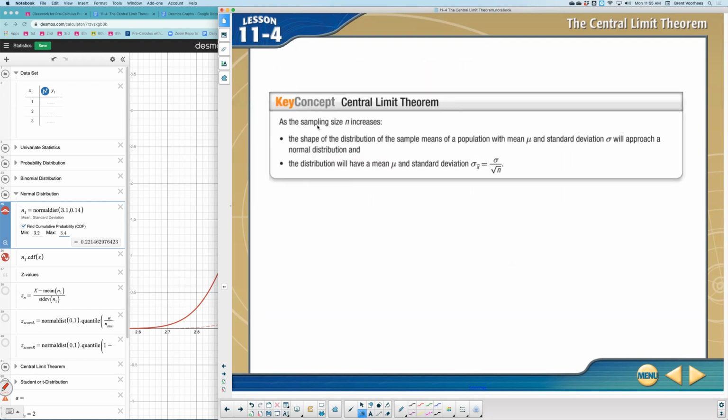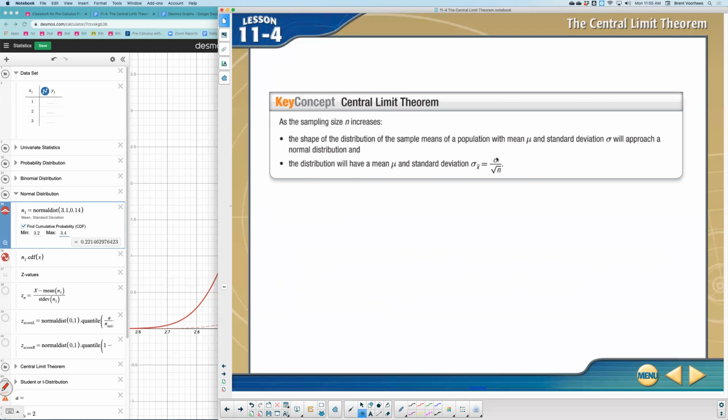Starting off, as the sample size increases, as we get more and more cases, we wouldn't do this if you only had 10 cases of something or 30 cases, as it increases indefinitely. As we start getting many, many samples, the shape of the distribution of the sample means will approach a normal distribution. So as sample size increases, it'll become more and more normalized. Secondly, the distribution will have a mean and a standard deviation.